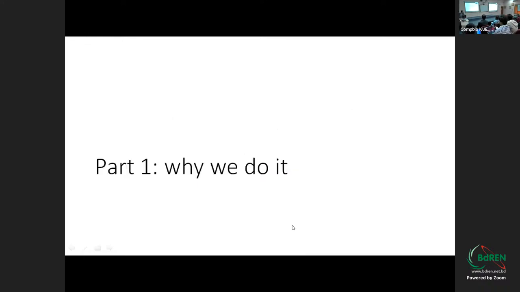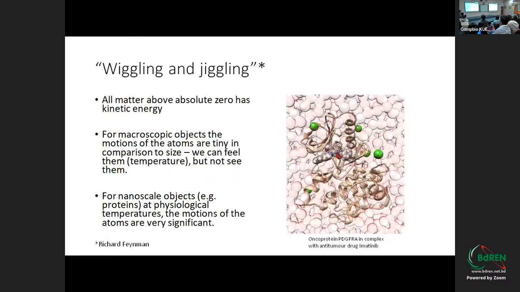So first question, molecular dynamics. If you haven't heard the term, by the end of the lecture, you'll understand what it means. But the first question is, why do we do it? Okay.